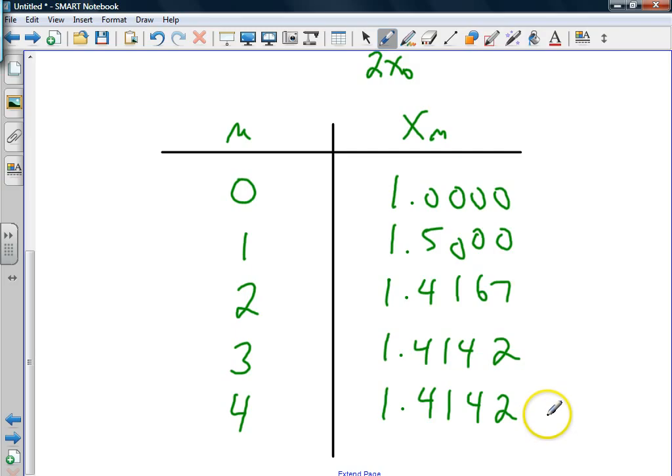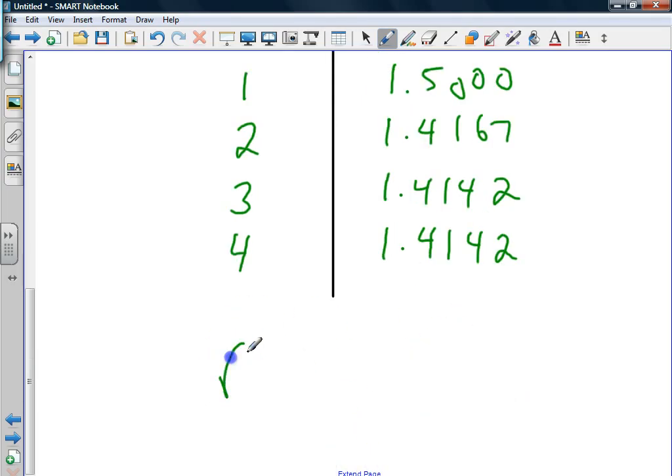So I have 4 place convergence. The 4th place may have round-off error, so I have 3 place accuracy. So you have to restate the answer. Rad 2 is approximately what? 1.414. You don't state the 2 because that's not probably part of the answer.